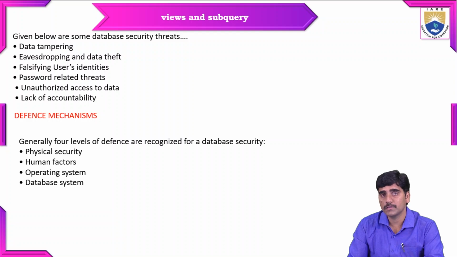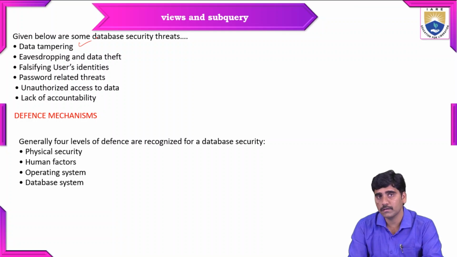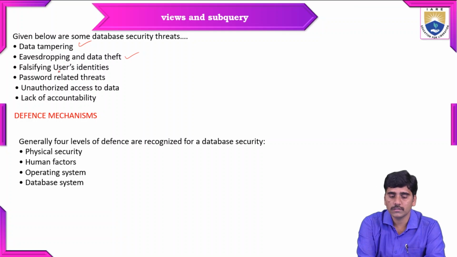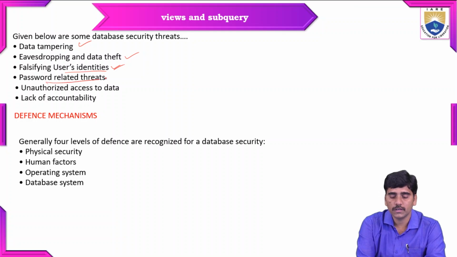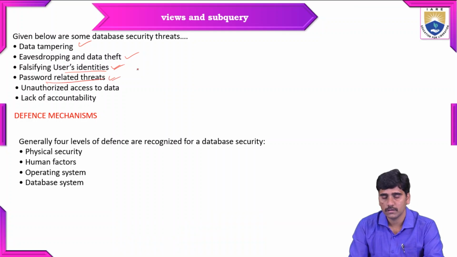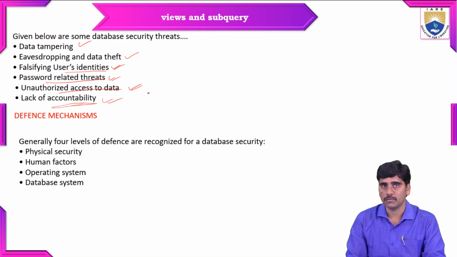Given below are some database security threats: data tampering, eavesdropping and data theft, falsifying users' identities, password related threats, unauthorized access to the data, and lack of accountability. So these are all some database security threats. Without having security, the threats will lead to some risks also. So how can we defend against them?